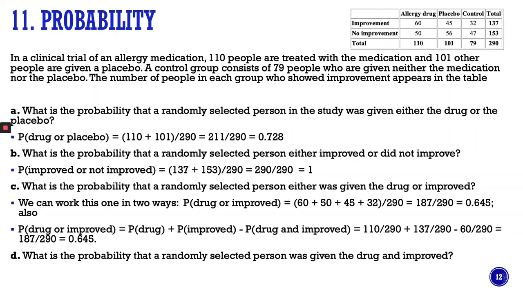What is the probability that a randomly selected person was given the drug and improved? Well, the drug and improved is that 60 out of the total of 290, which equals 0.21.